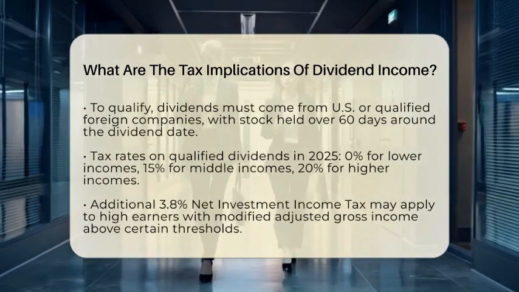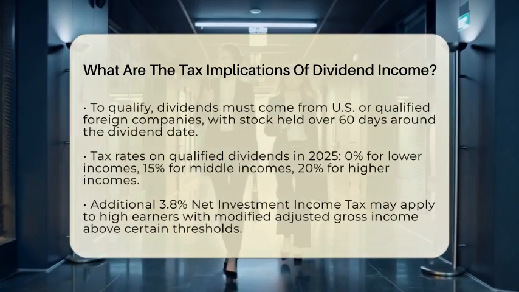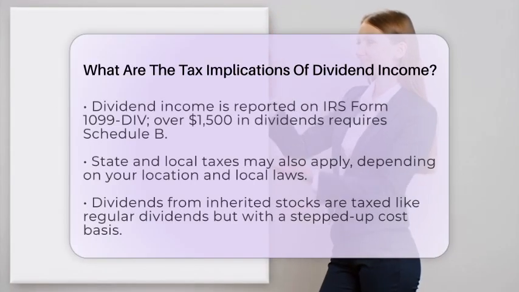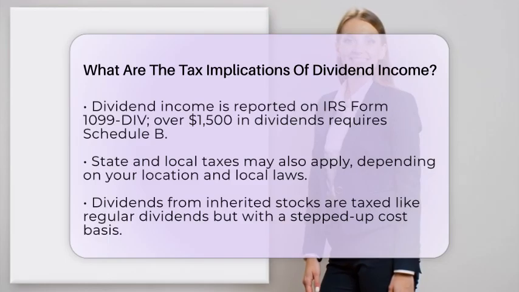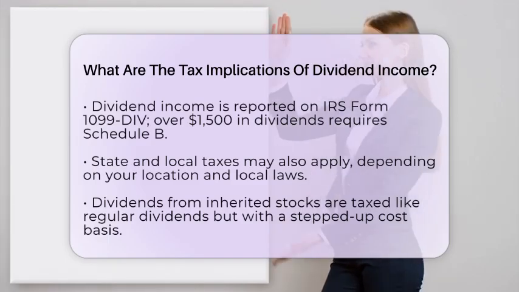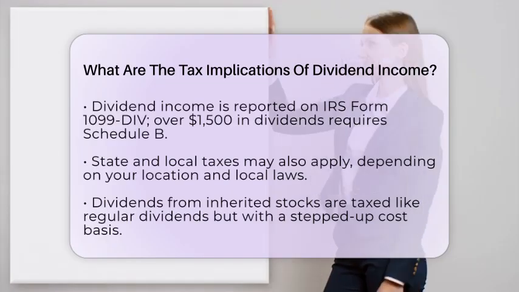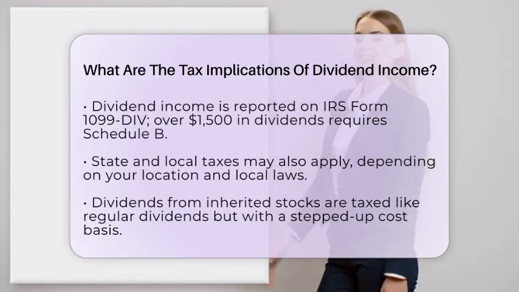There are also additional taxes to consider. If your modified adjusted gross income exceeds certain levels, you might owe an extra 3.8% tax called the net investment income tax. This applies mainly to higher earners and adds to the tax on your dividend income.